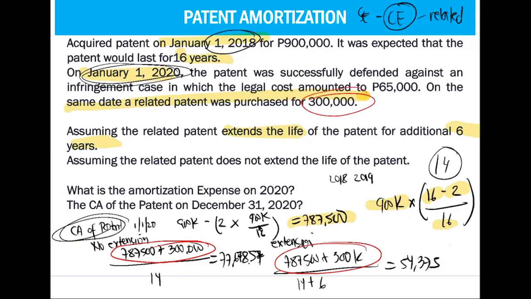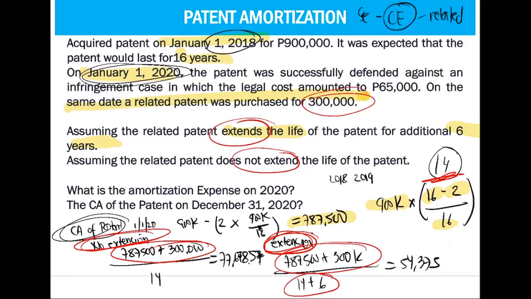And there are two possibilities as to your patent amortization with a related patent. That is whether it extends the life, so there is an extension, or whether there's no extension on the life. If there's no extension on the life, whatever is the remaining life, that is 16 less 2, you divide the cost or the carrying amount of the old patent plus the related patent. If there is an extension, you add the extension on the life. So 787,500 plus 300,000 divided by 14 plus 6, we have 54,375.